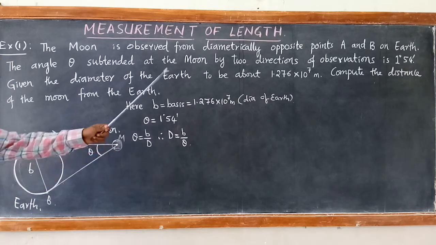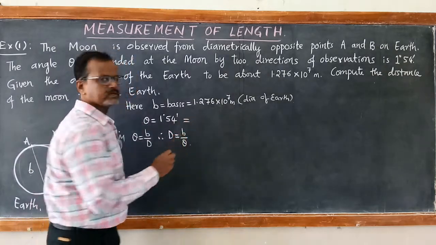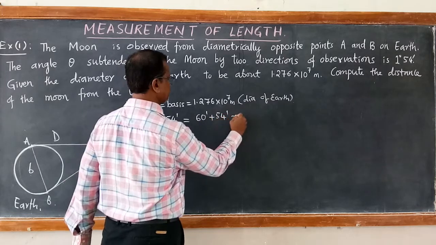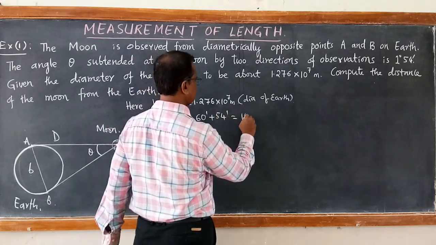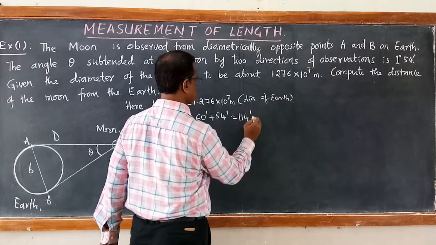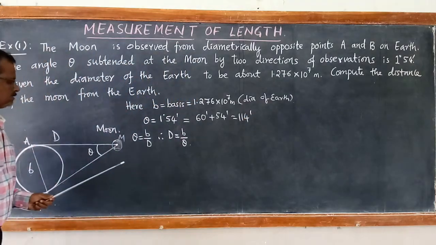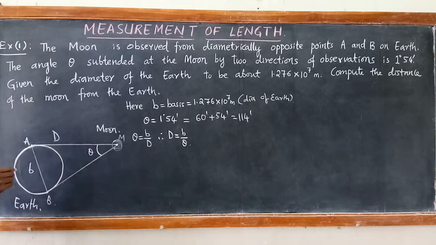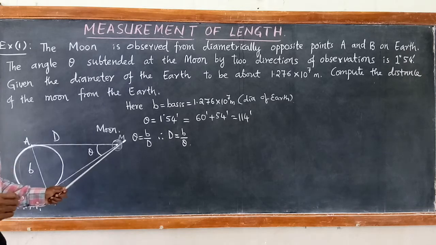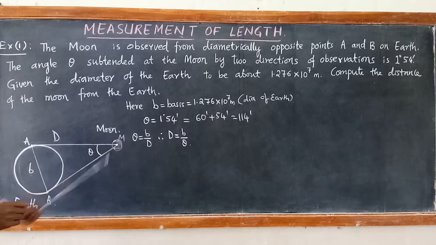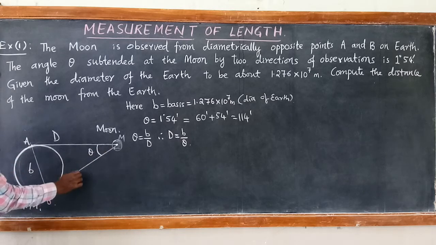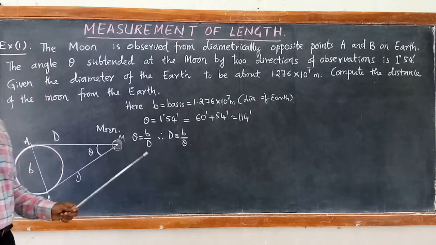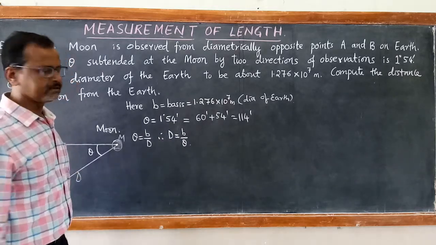So convert this into minutes. We know that 1 degree is equal to 60 minutes, so 60 minutes plus 54 minutes becomes 114 minutes of angle. You are asked to calculate the distance of moon from the earth. So again we make use of the angle subtended by an arc. Theta is equal to basis divided by distance d, basis divided by the radius. Therefore, we are asked to find d. D is equal to basis b divided by theta.